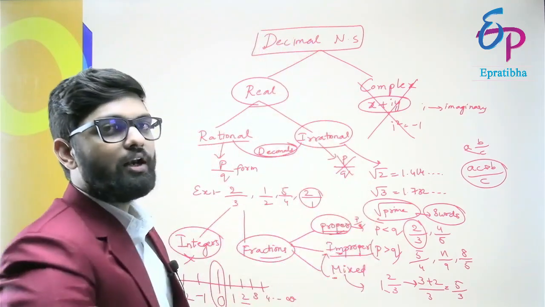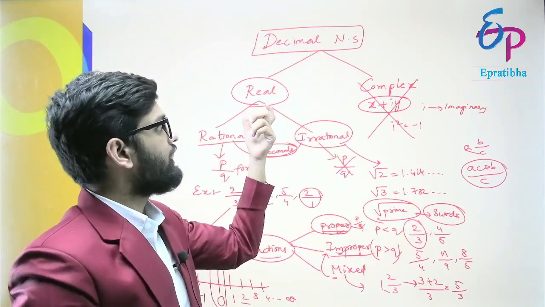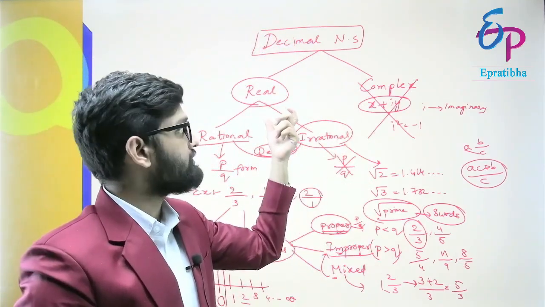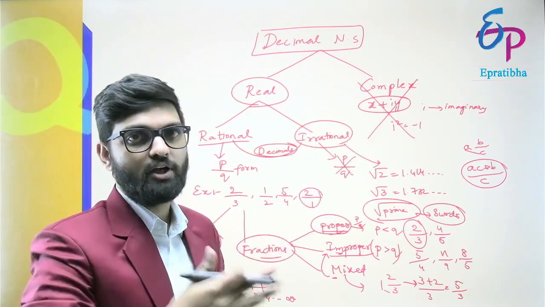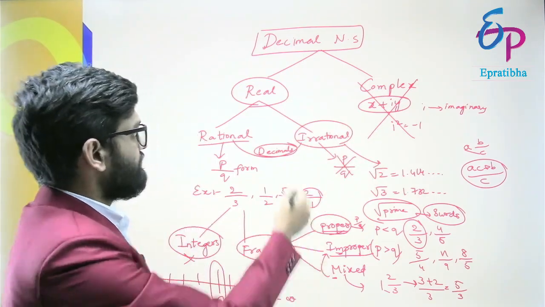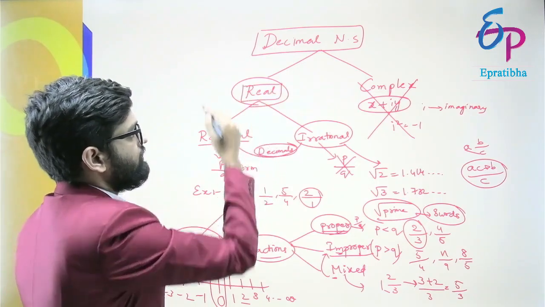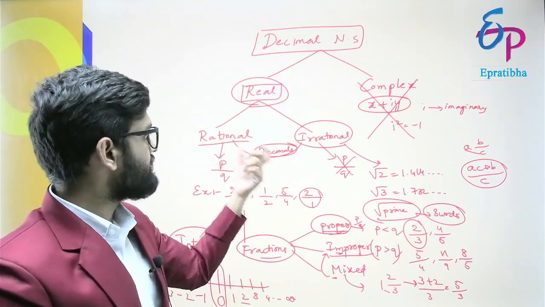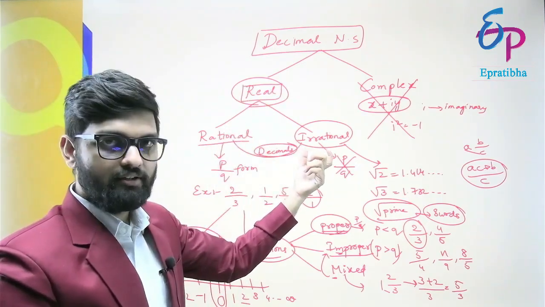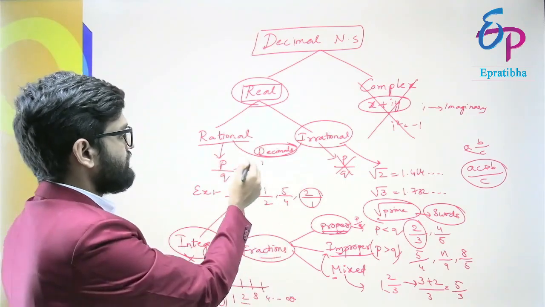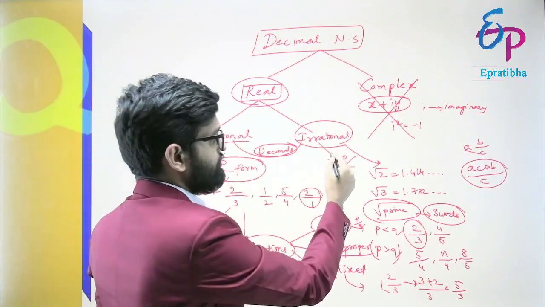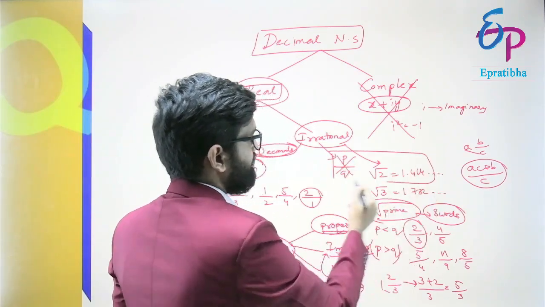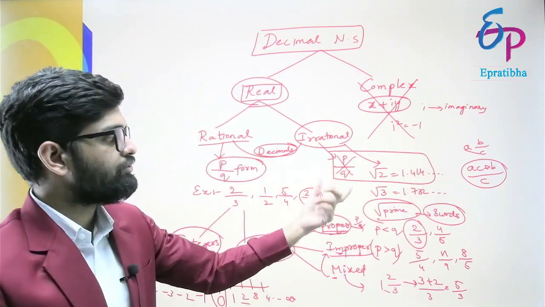We call our number system the decimal number system. Those are classified into two types. One is real numbers and the other is complex numbers. Generally we will not discuss complex numbers in our sessions. That's why we are focusing only on real numbers. Real numbers are of two types, rational numbers and irrational numbers. Rational numbers are those numbers which are in the form of P by Q. Irrational numbers are those numbers which are not in the form of P by Q. The examples are root 2 and root 3.